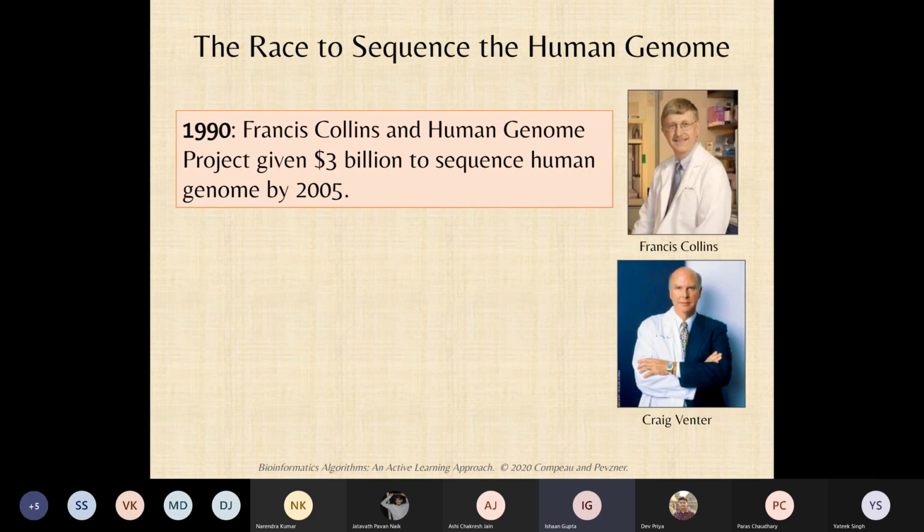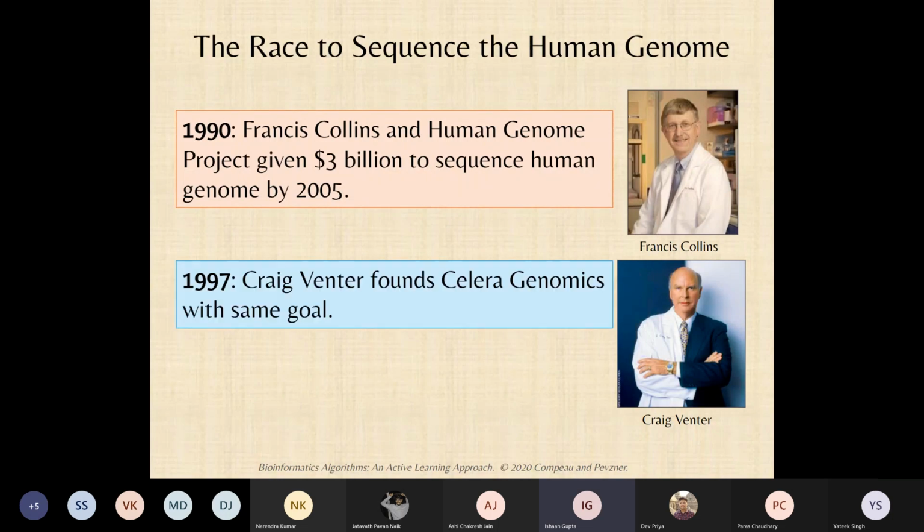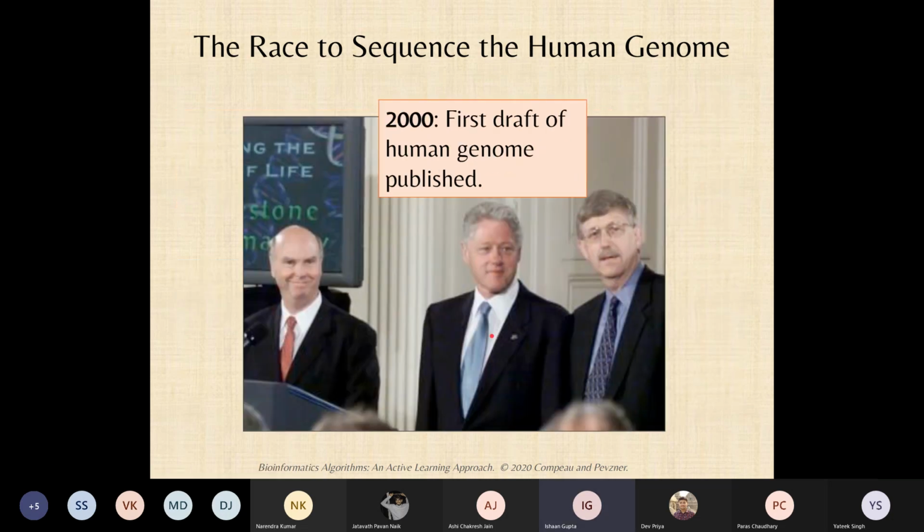Using that same cost projection in 1990, Francis Collins, who actually visited IIT last year, was given the Human Genome Project to lead. And because we have 3 billion bases, he was given $3 billion to work on this project. Similarly, in 1997, another genomics researcher, Craig Venter, opened a company called Celera Genomics with the same goal. By now, I hope all of you can distinguish between the methods that they were using. The Human Genome Project was using the hierarchical sequencing method, and Craig Venter was using the shotgun sequencing method. In 2000, the first draft genome was published with both of them.